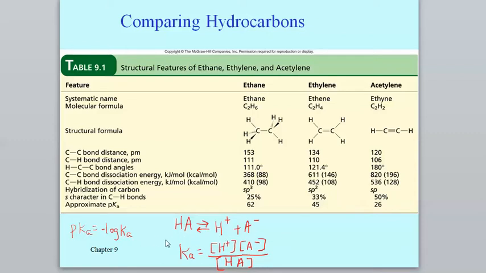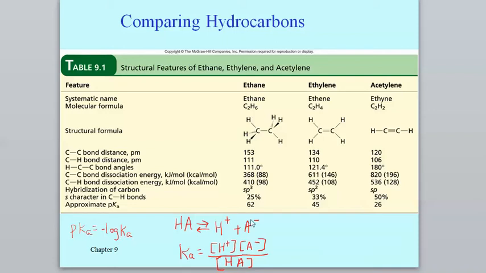And Ka can cover a number of powers of 10. It can be anything from 10 to the negative 60 to 10 to the positive 10 or positive 11. So it involves an enormous range of values. So that's why the pKa was invented. Similar to pH, it means you're taking the negative logarithm of Ka. And so for most substances, that gives them positive values that vary from 1 or 2 up to, as you can see on this slide, 45, 62. And so it's a way to compare molecules.